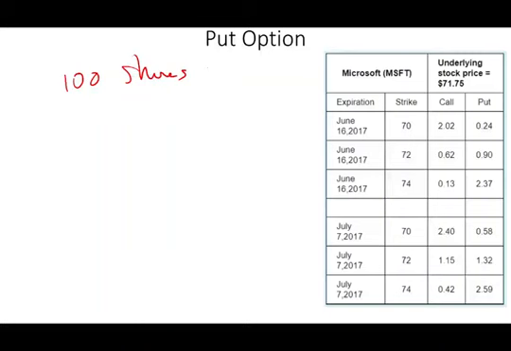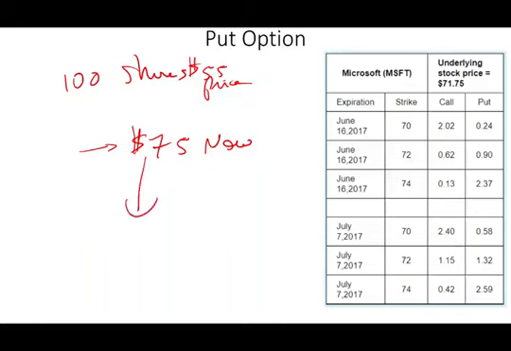Let's assume you purchased them at 55. It doesn't matter what price. That's the price. Your fear is, and right now, let's assume it's trading at 75. Okay, so right now Microsoft is trading at 75. You purchased them at 55. Now you have a profit of $20, but guess what? You fear that the stock price within the next 2 months might drop below 55 or below a certain number.